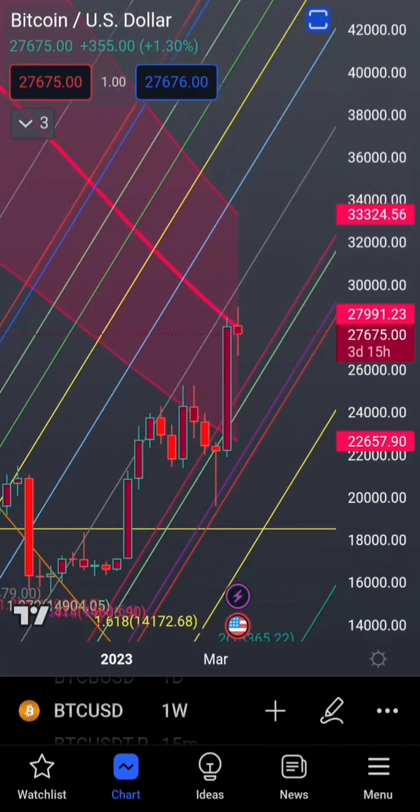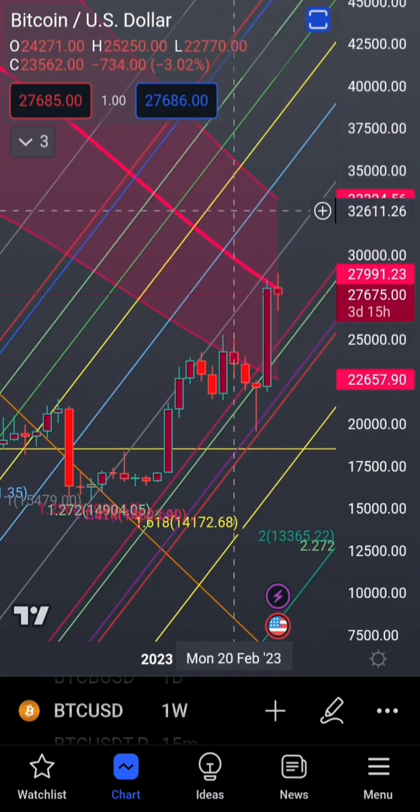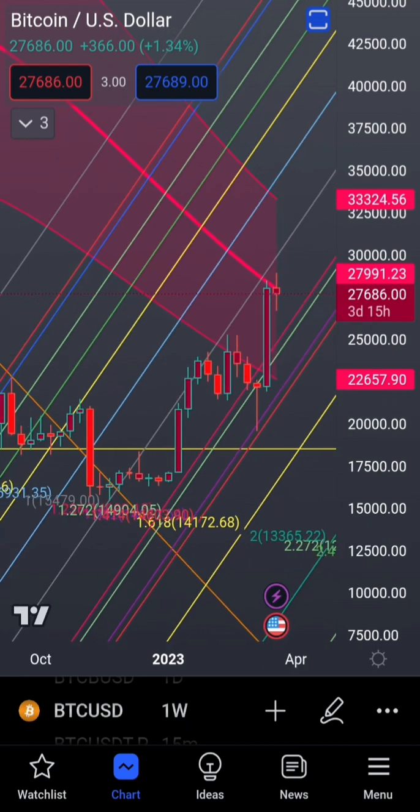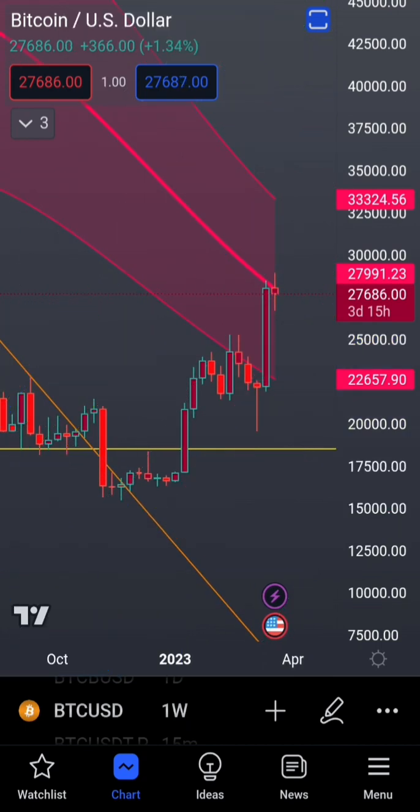Now, looking at Bitcoin, this is a Gaussian channel. These lines that you see are just Fibonacci channels. I'm not going to talk about them at the moment. I could just take them off. But this is a Gaussian channel.